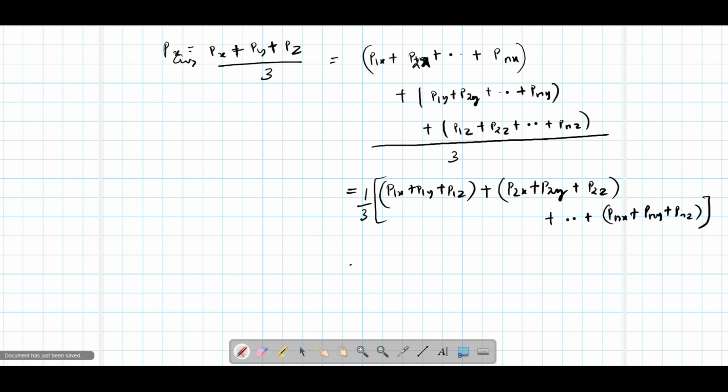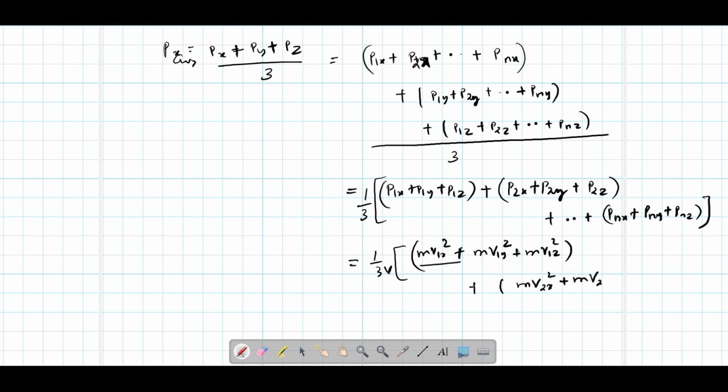So this is mv1x square by volume, mv1y square, mv1z square, mv2x square, mv2y square, mv2z square, mvnx square, mvny square, mvnz square. So after solving this, P average equals how much?